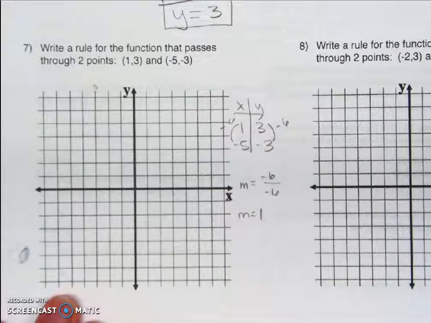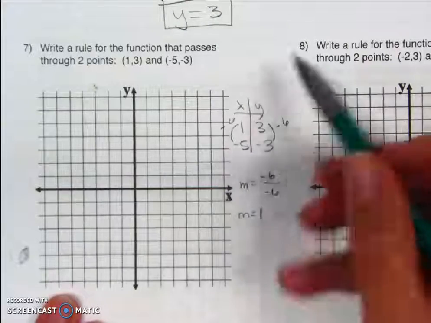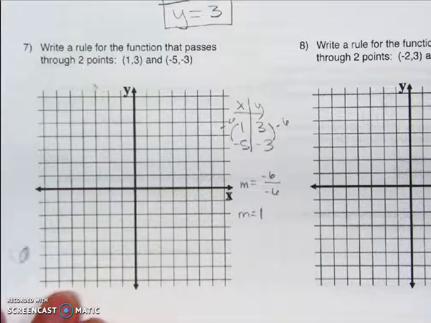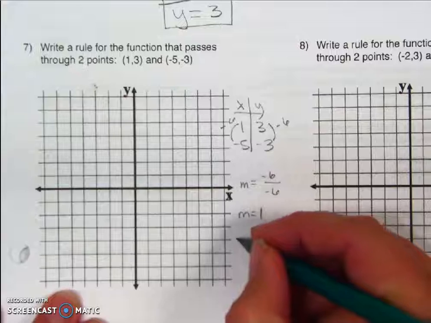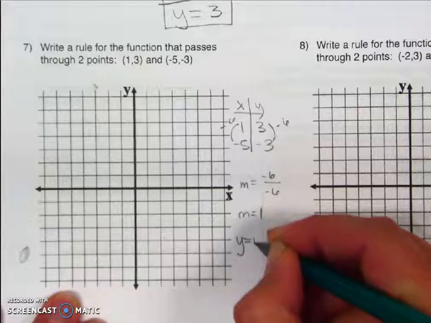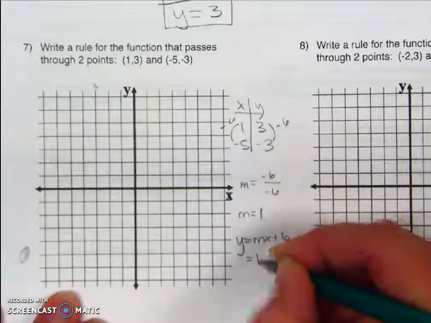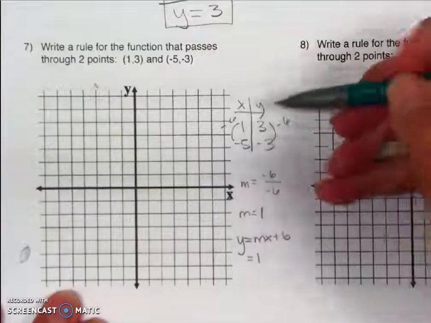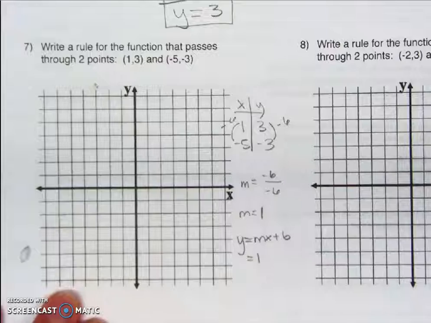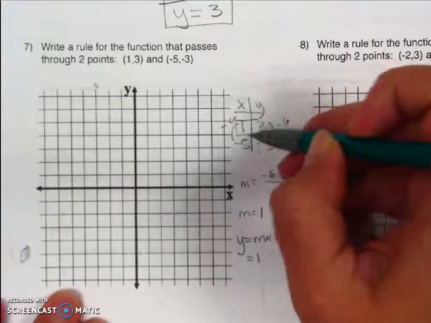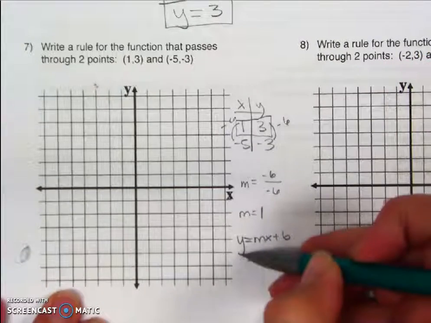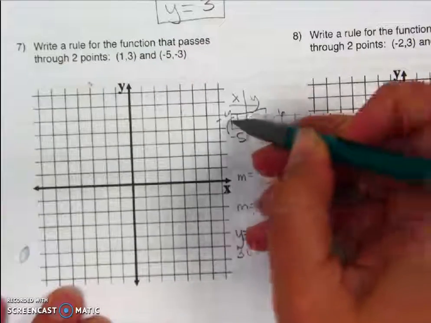1 over 1. So I could go backwards in there, or I could use my equation. So let's look at what that would look like. y equals mx plus b. We know the m is 1. And we do have some x's and y's. So let's pick the first point, 1, 3. That y is a 3. That x is a 1.